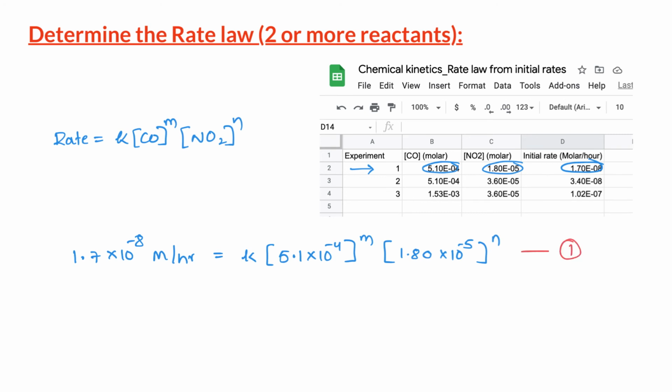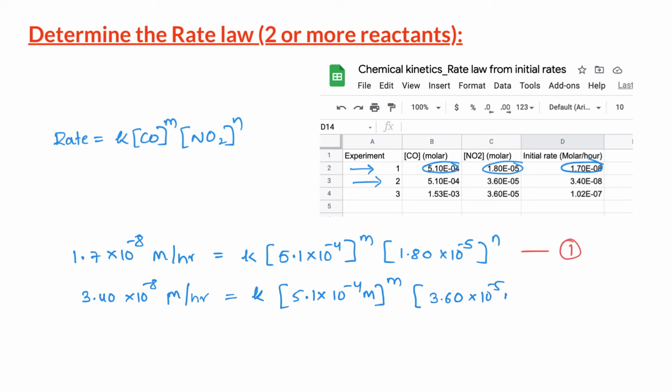Next, let us substitute the values of concentrations and rate from experiment 2 into the general form of the rate law. The rate for experiment 2 is 3.4 times 10 to the minus 8 molar per hour. The concentration of carbon monoxide is 5.10 times 10 to the minus 4 and the concentration of NO2 is 3.60 times 10 to the minus 5. Let us call this equation 2.